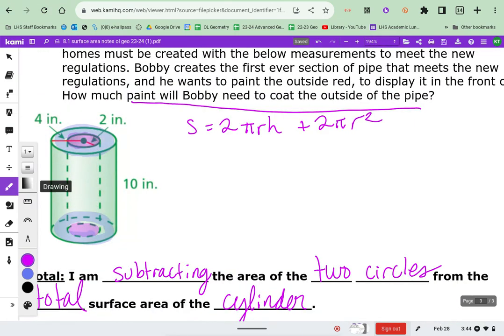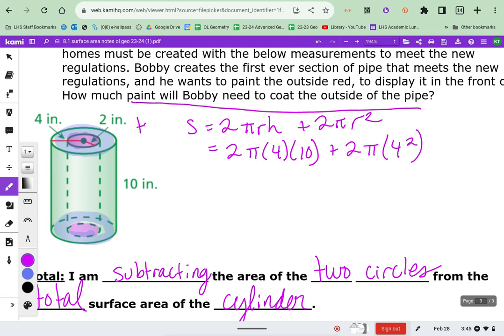And the radius is 2, right? Well, what's the radius of the whole cylinder? The big cylinder? 4. So 2 times pi times 4 times 10 plus 2 times pi times 4 squared. So that's going to be the total cylinder.